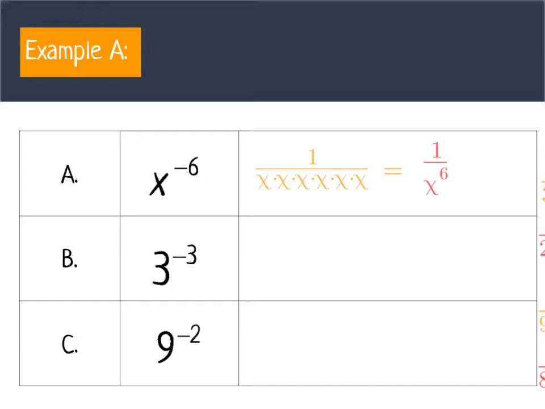Now I've got 3 to the negative third, so again, that's going to be 1 over 3 times 3 times 3. And again, I'm going to multiply those all together. 3 times 3 is 9, 9 times 3 is 27, so I'm going to reduce that to 1/27. Now I've got 9 to the negative second, so again, take my reciprocal, and I'm going to have 1 over 9 times 9, and 9 times 9 is 81, so I'm going to simplify this as 1 over 81. So that's 3 examples.